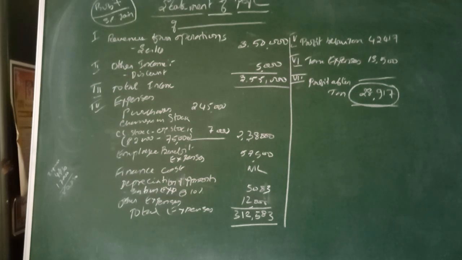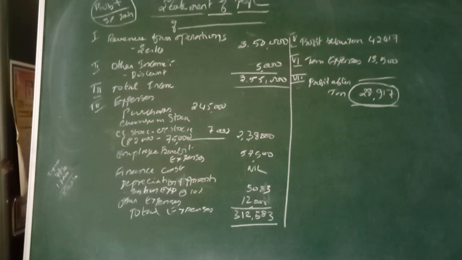That is on the expenses side. And other expenses given in the question we are taking here. It is not categorized, it is just like miscellaneous expenses. Okay, the total expenses we calculated is 3,12,583. Then total income of 355 minus total expenses of 312, the balance is 42,417, which is the profit before tax.